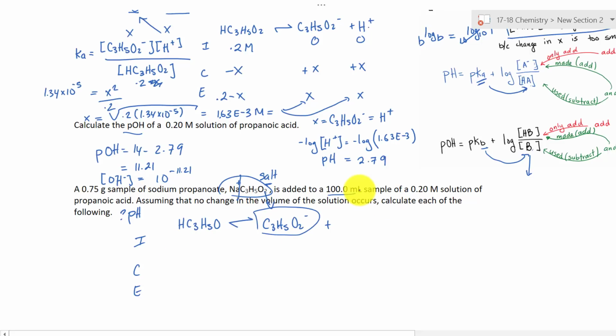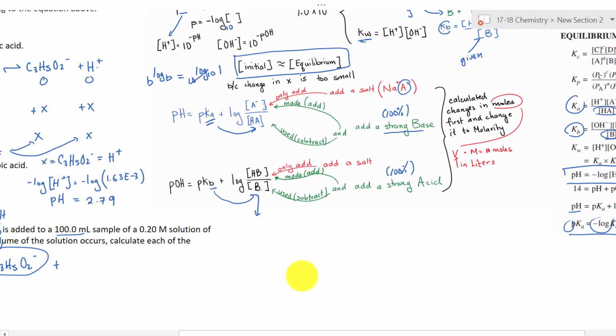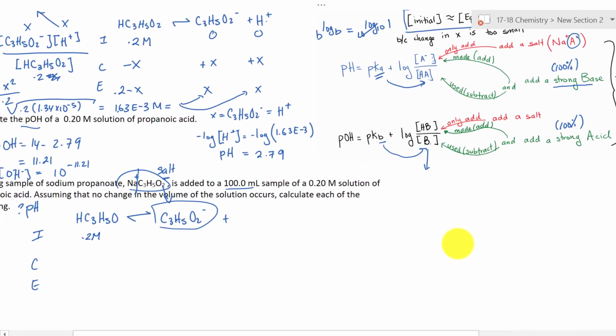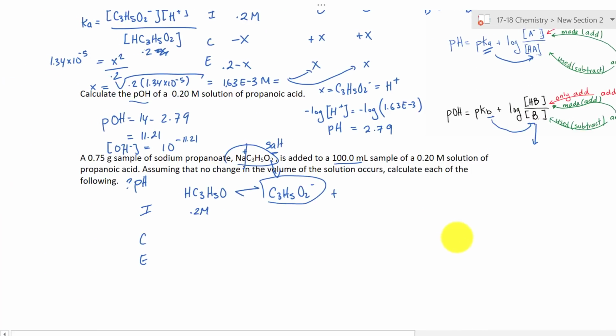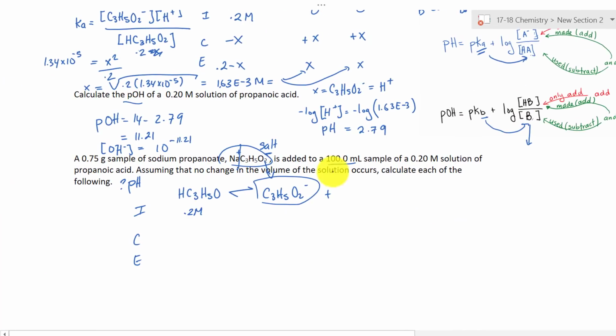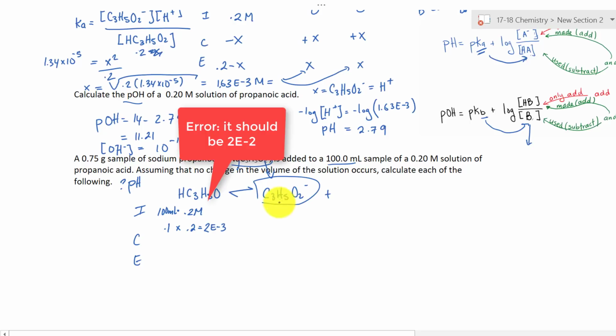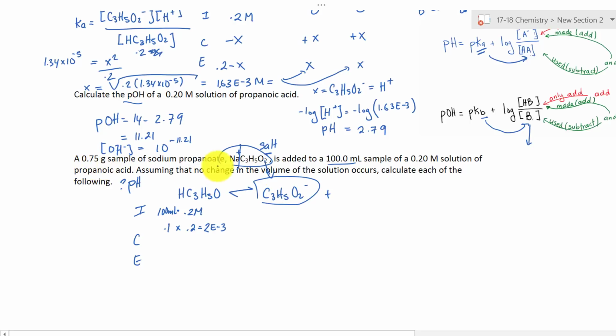Well, initially, this right here has what? 0.2 molarity, right? But when we calculate our changes, it has to be in terms of moles. That's the most important thing. It has to be in terms of moles first before we convert into concentration. So how can I take this molarity and volume, make it into moles? Well, in this case, we have 100 milliliters, and this can be converted to liters, and basically 0.1 times 0.2, we got 2e-3, okay? Then over here, we are given in terms of grams of this compound.